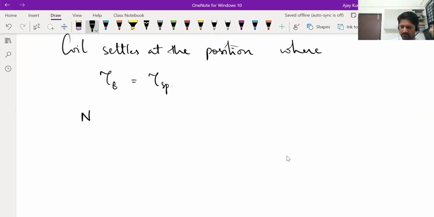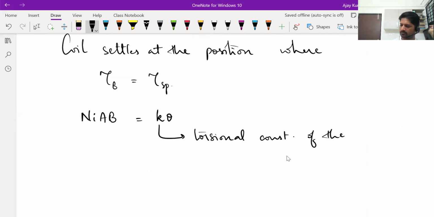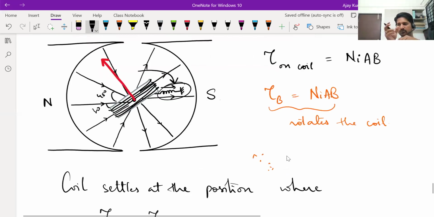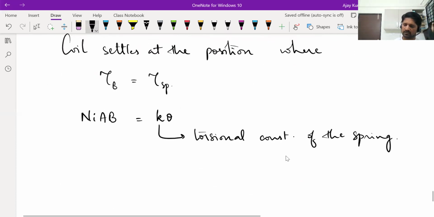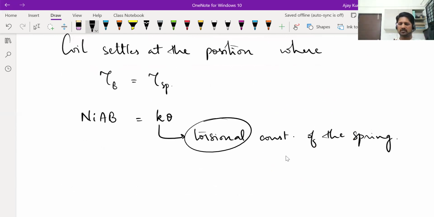So torque due to magnetic field is NIAB. Torque produced by a spring, we write it as K theta, where K is called torsional constant of the spring. Actually, what happens? No, they don't connect a linear spring like this. They use a spring which can be twisted. Okay, like you just consider a wire. You twist a wire and release it. What happens? It will come back to its original position. Okay, original arrangement. So that twist is called as torsion. Okay, the torque produced when you twist something is called torsion. Okay, so they use a spring like that.